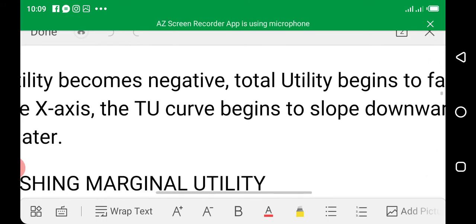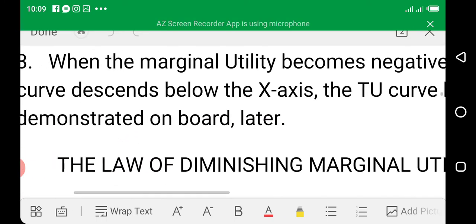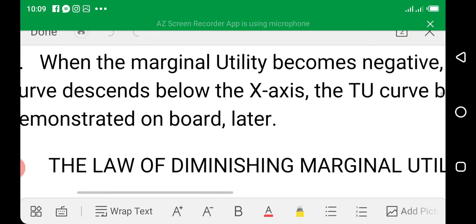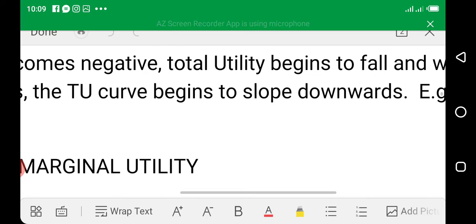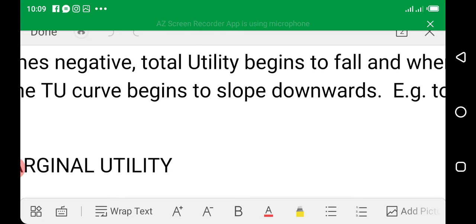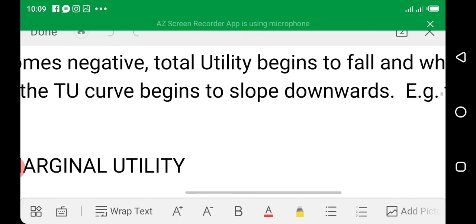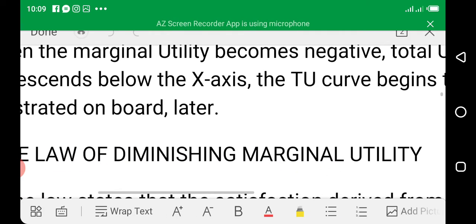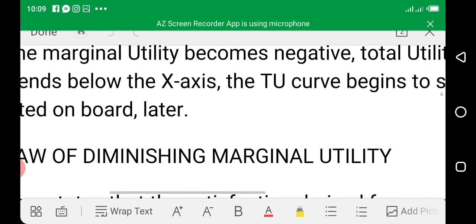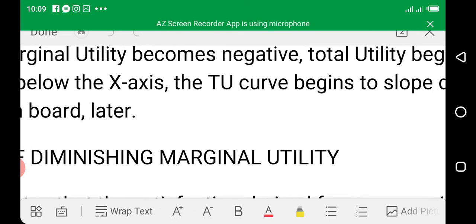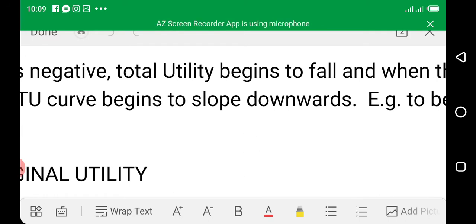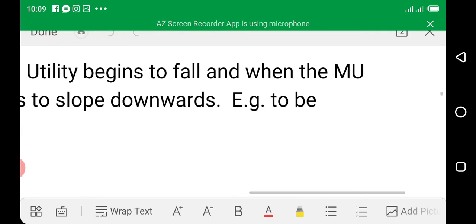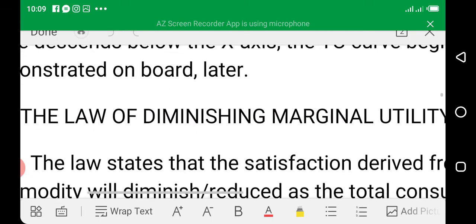Number 3, when the marginal utility becomes negative, then total utility begins to fall, and when the marginal utility curve descends below the x-axis, then the total utility curve begins to slope downward. We have an example to be demonstrated on the board later.